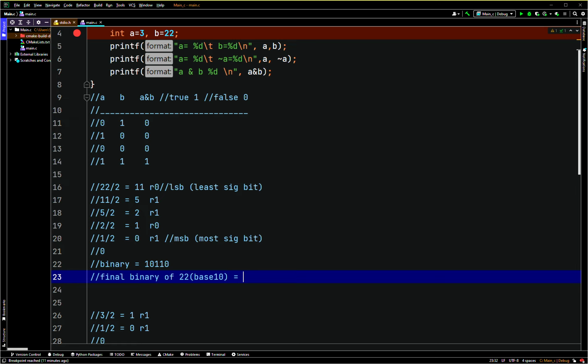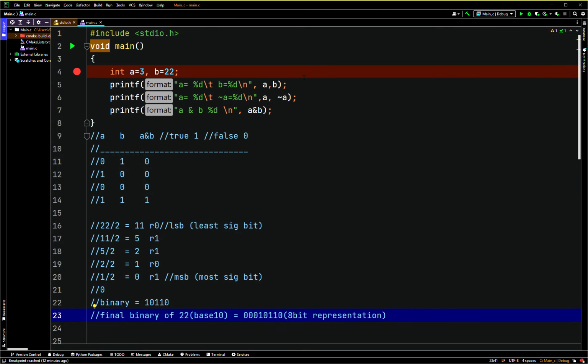equals 0, 0, 0, 1, 0, 1, 1, 0. I think that's correct. We added 3 zeros to make it an 8-bit representation like that.